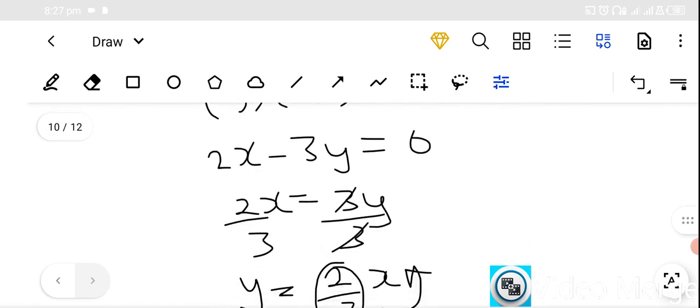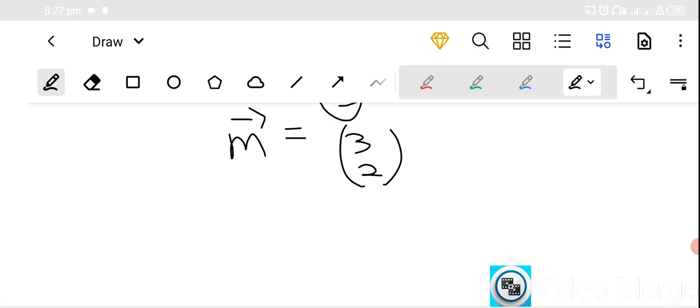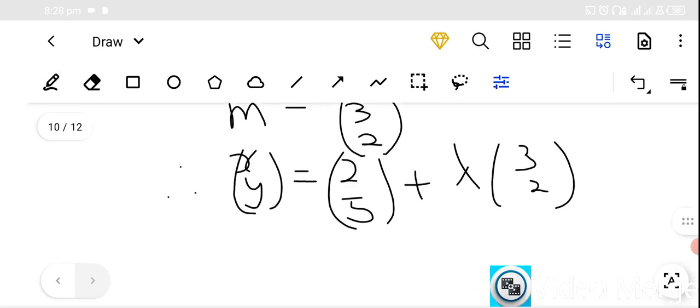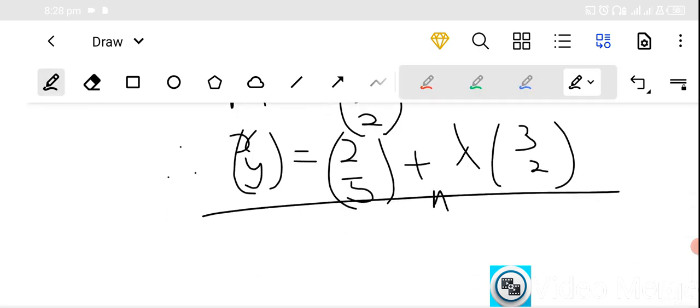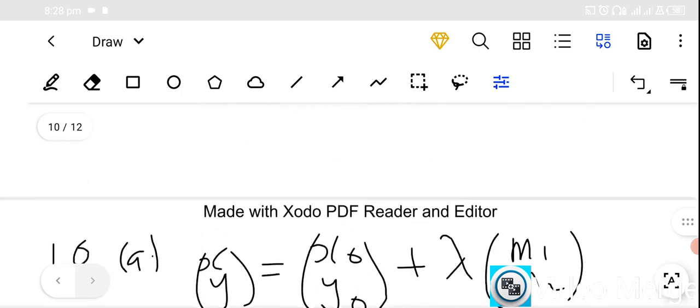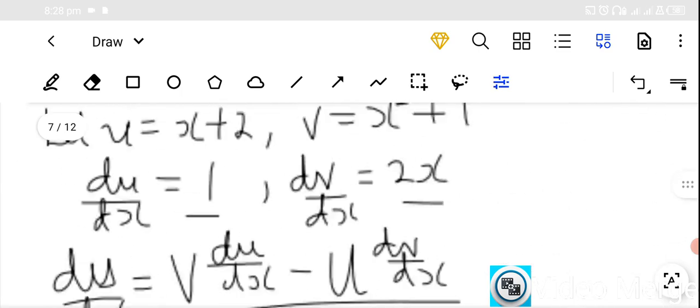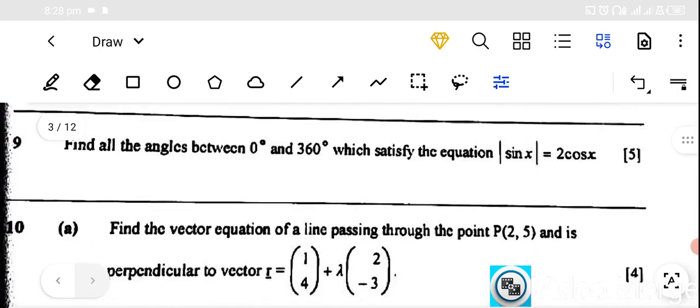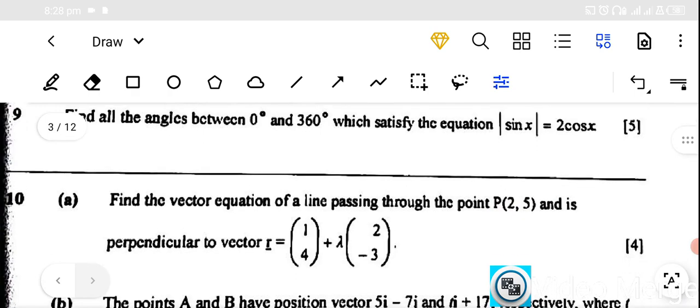The vector equation, therefore, passing through P, x, y, p which is a 2, 5 plus lambda 3, 2. Simple as you like, just like that. 2, 5 plus lambda 3, 2, and that will be the vector equation of that particular line. Simple as that. Don't get worried about lambda. We don't even use lambda. We don't calculate any wavelengths or anything of that nature.